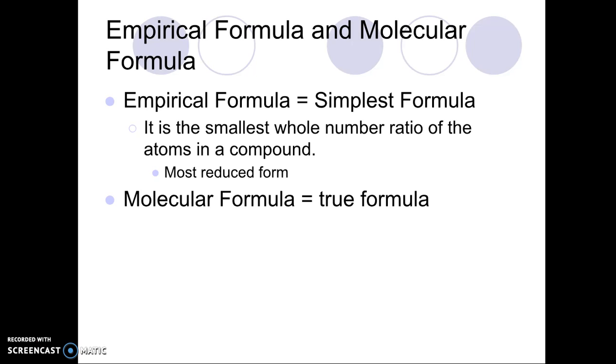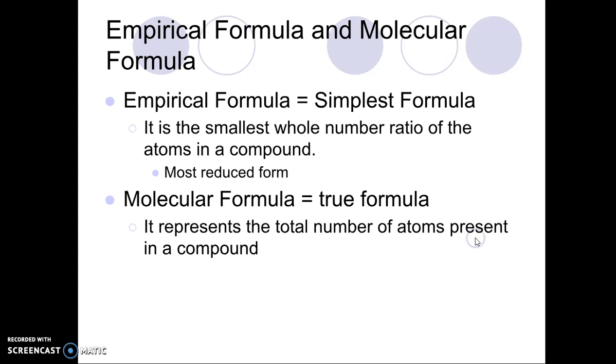But in order to calculate a molecular formula for a molecular compound, you have to know the empirical formula going into it. So the molecular formula represents the total number of atoms present in that compound. So this would be the true formula, and this would just be the simplest, most reduced formula that you could use to calculate this. Remember, these are molecular formulas that we're going to be working with, so you can't balance charges to figure them out. You have to experimentally figure them out.